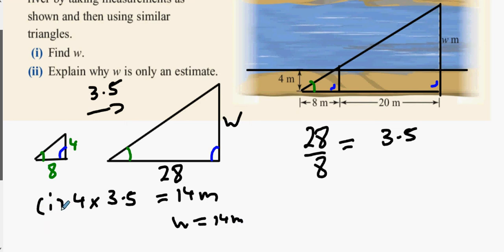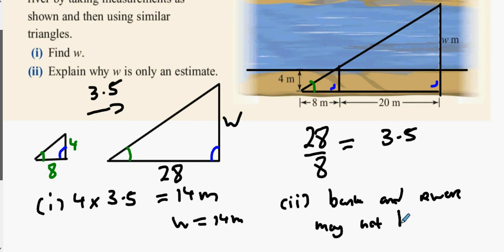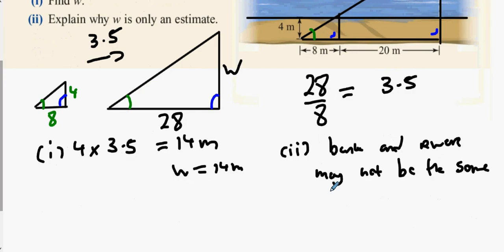Part 2, explain why W is only an estimate. You could say that a bank and river may not be the same width. May not be the same size or width on every part of the river.